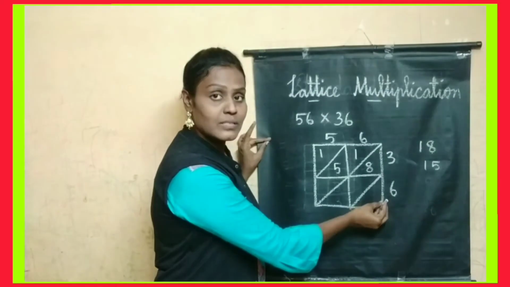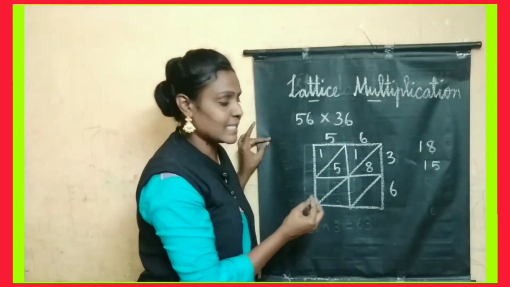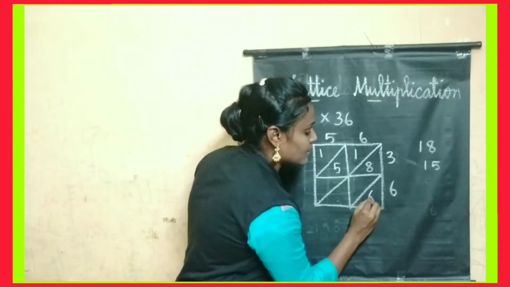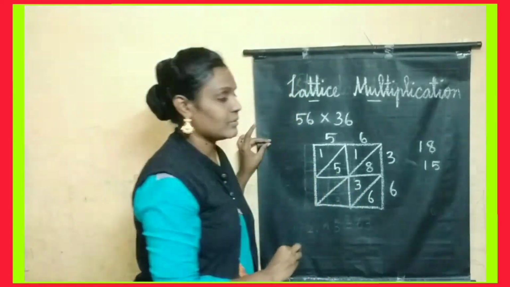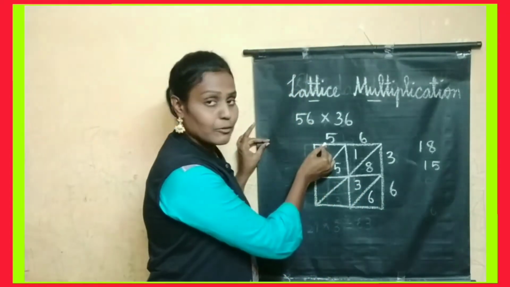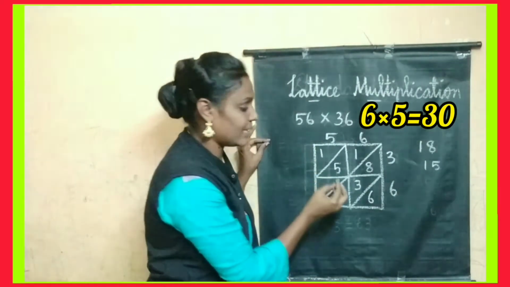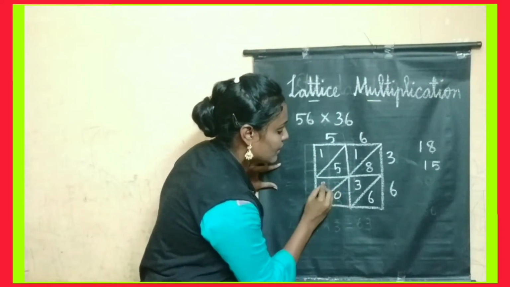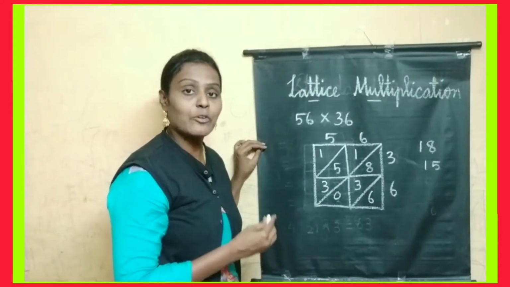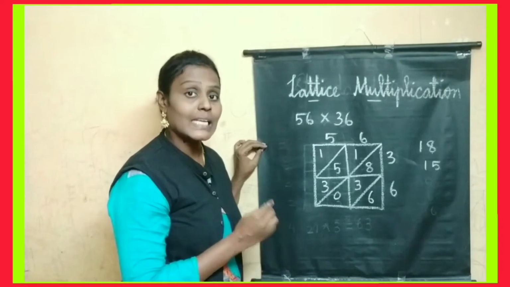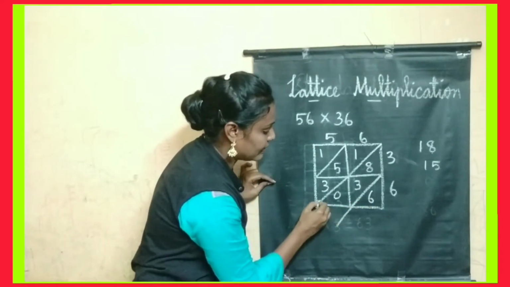Next we have 6. 6 6s are? Yes, 36. Write the ones at the bottom and tens at the top. Next 5. 6 5s are? Yes, 30. Write 0 and 3. Next, we have to find the total for each diagonal. Extend the line.